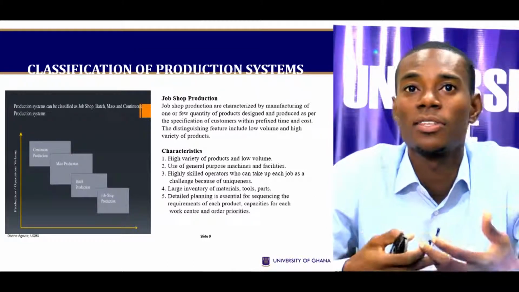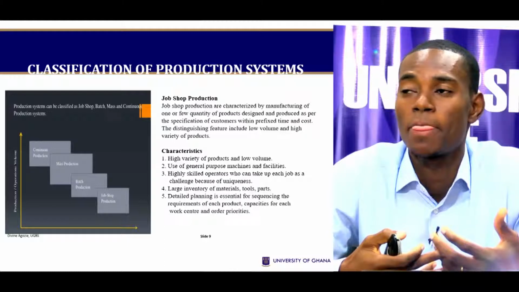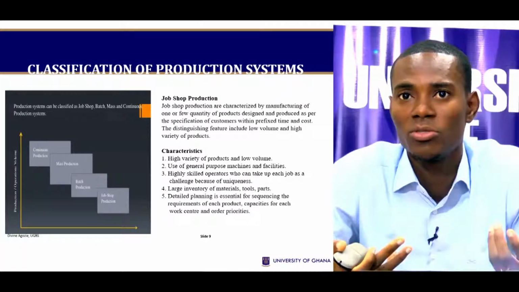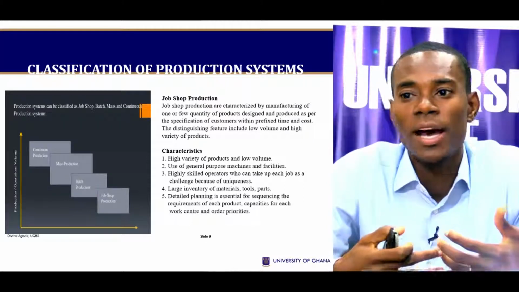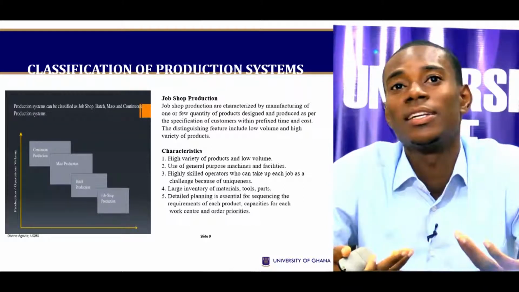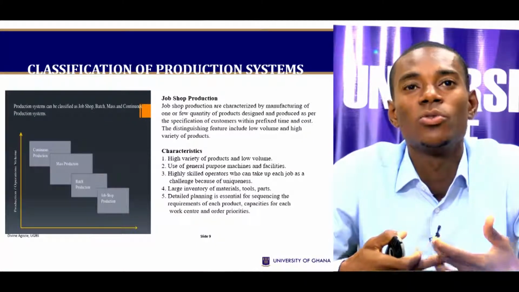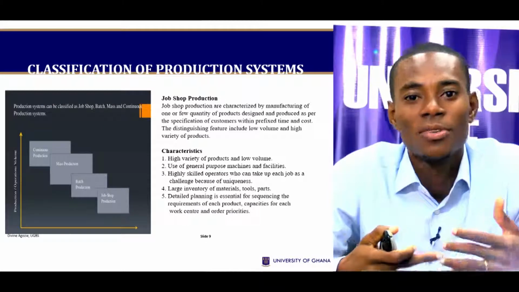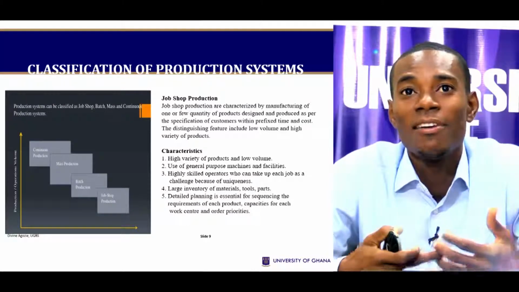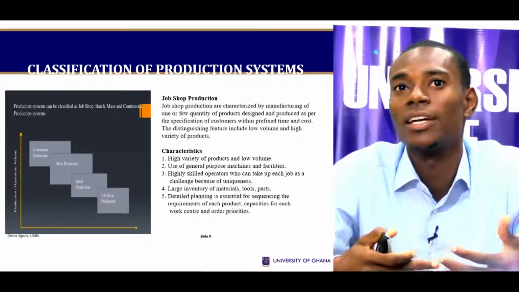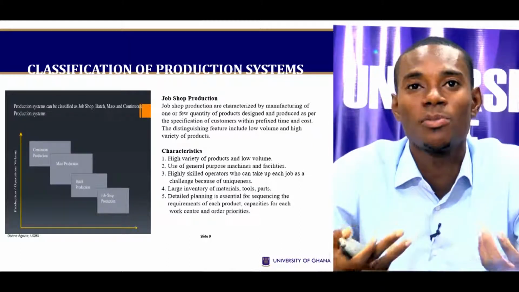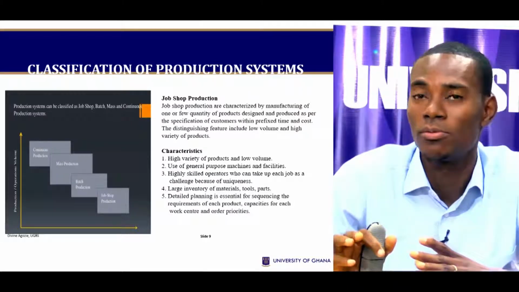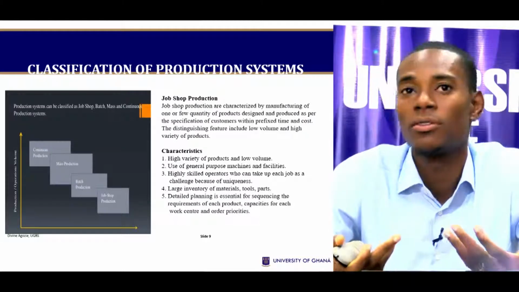Now, some of the characteristics here: we say there's high variety of products and low volume. In typical job shop environments, we don't produce in large volumes because items are not standardized at all. It's not like you're sewing a school uniform for 1,000 kids and you can just sew the same size or some sizes. Every customer comes with a different size, a different style, a different specification, and so there's a high level of variety and low volumes. That's what happens when it comes to customizing items.